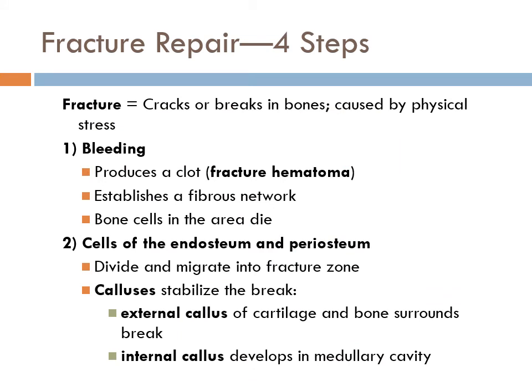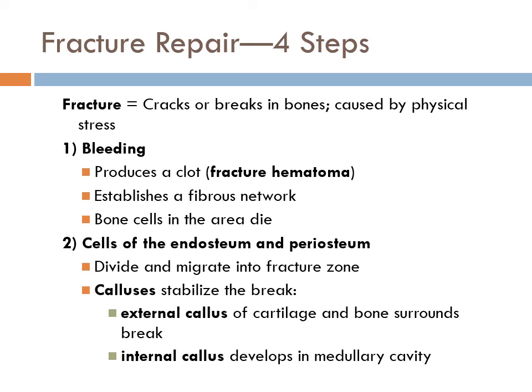We're going to talk about fracture repair, and then we're going to look at some of the more common fractures. So a fracture is a crack or a break in the bone, and it's caused by physical stress. Most people understand that. If you fall on an outstretched arm, you're likely to fracture your arm. It could be your radius or your ulna, or you could break your humerus, any of the bones in your arm. So when a fracture occurs, the first thing that happens is bleeding.